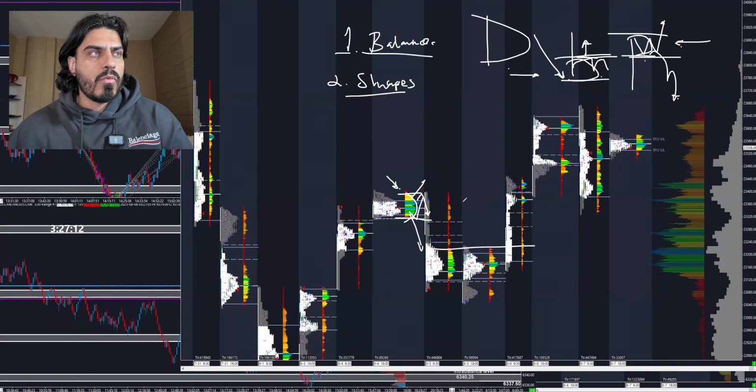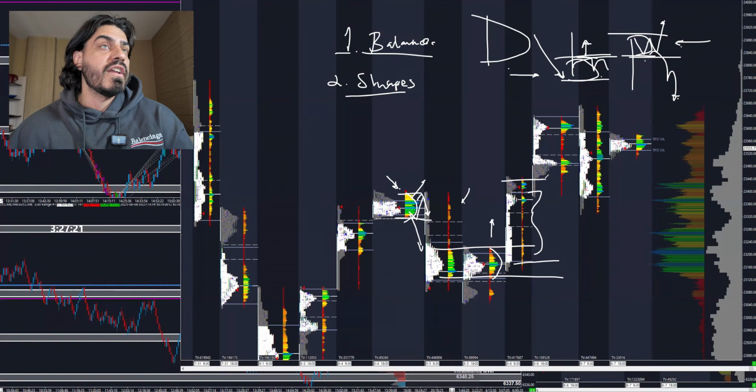So if you take a look at what happens over here, right, with both of these profiles, once you break the balances, the expectation of the move is to the upside swing where you have a trend day.